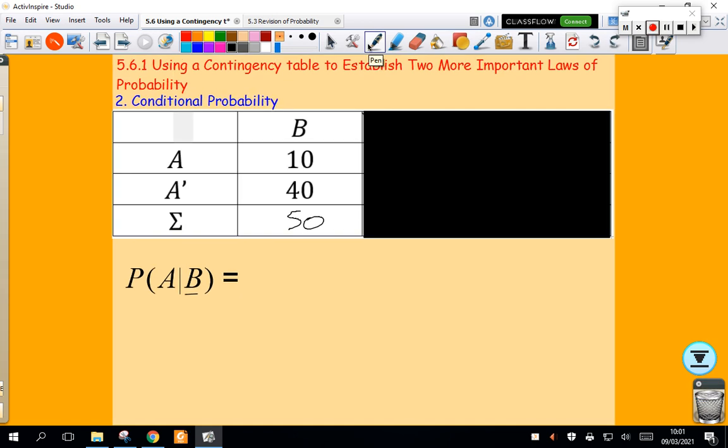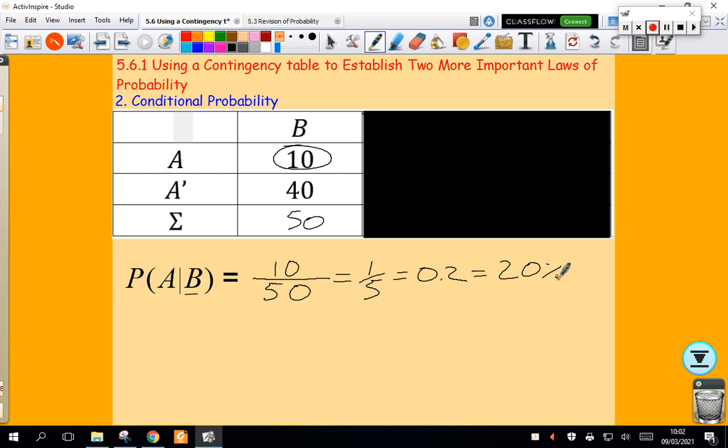Again, if you remember your basic definition for probability of any event, it's the number of ways that event may occur divided by the total number of possible outcomes. If I'm dealing with column B, the total number of outcomes is 50. What is the probability of something being in row A given that it's in column B? Well, the only things in column B that are in row A are these 10 outcomes in here. So it's 1 over 5. Of course, I could write that as 0.2 or 20%. All of those are acceptable answers. That's the probability of A given B.